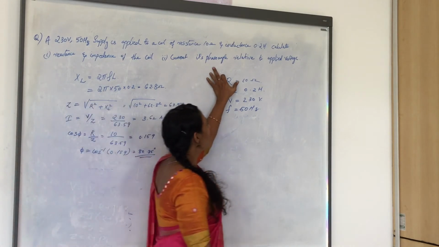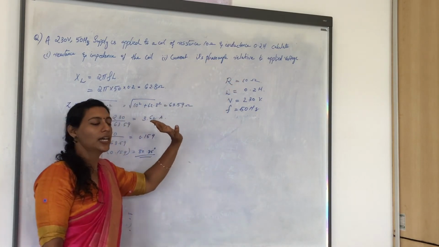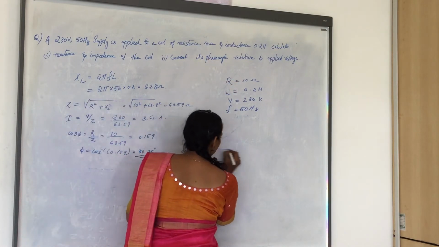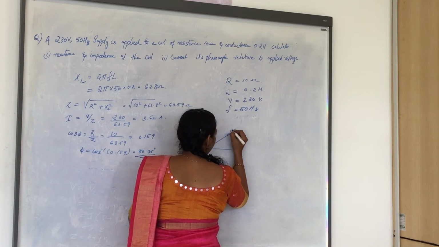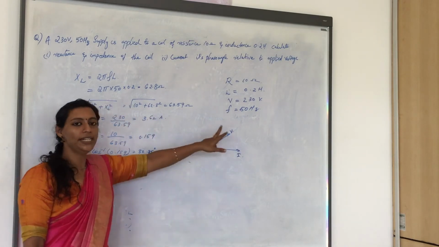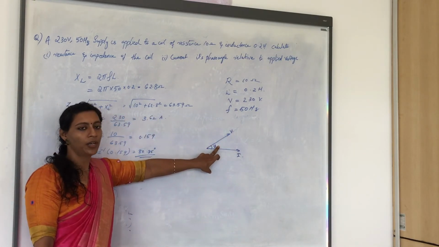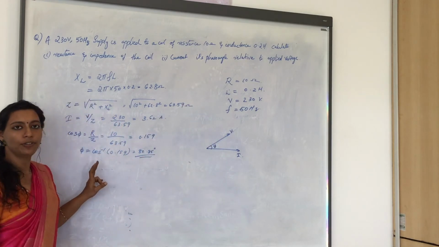Next, we have to find the phase angle between voltage and current. We have already drawn the phasor diagram. So the resultant voltage. The angle between the voltage and current is phi. So we have to find the phase angle, that is phi we have to find.